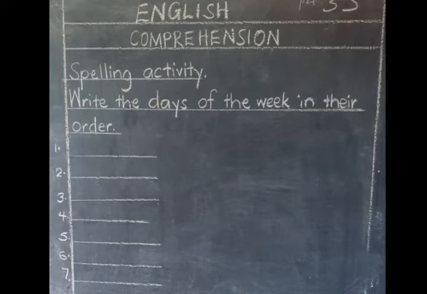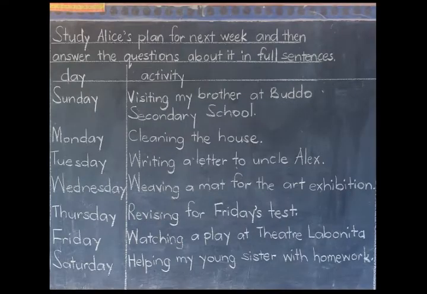So having corrected our spelling activity, now we go to our pieces in the comprehension lesson today. We have piece A, we have piece B. So we're going to begin with our piece A, which is about Alice's plan for next week. Remember, my dear, we are still looking at the future. So this plan for next week shows that these activities will be done by Alice next week.